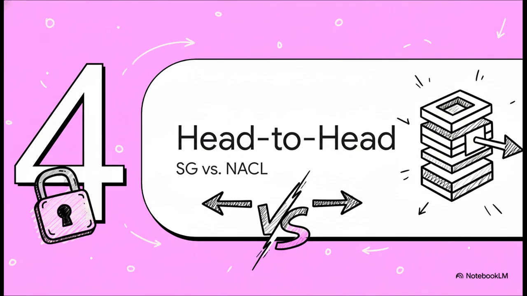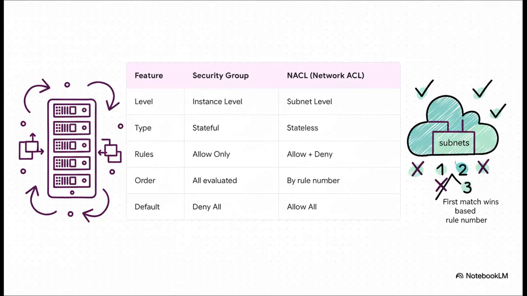All right, we've been through a lot. Let's put everything on one table, a head-to-head comparison, to really nail down the differences and help you decide which one to use and when. This right here, this is your ultimate cheat sheet. Print it out, stick it on your monitor. Security groups are at the instance level. NACLs are at the subnet level. Security groups are stateful. NACLs are stateless.